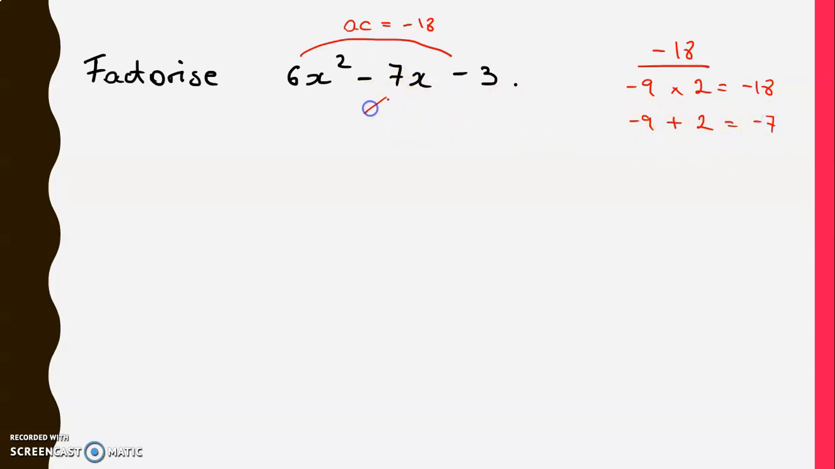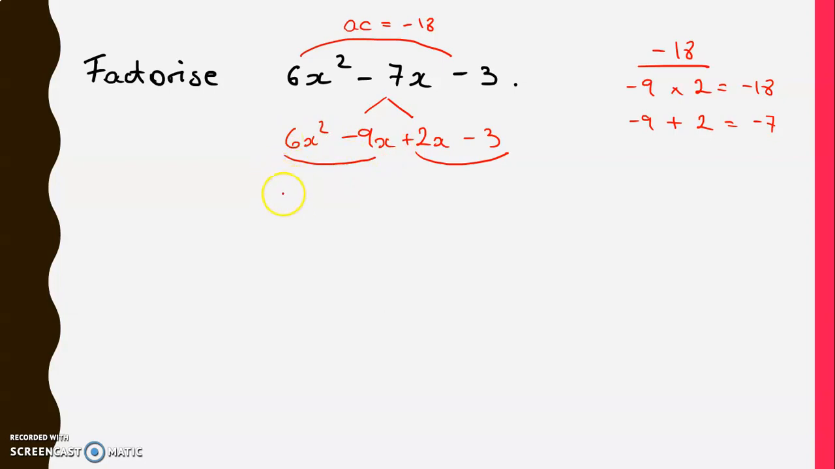So the idea is to split minus 7x into minus 9x plus 2x, that's where this minus 7x comes from. We copy the other two terms, 6x squared and minus 3. The next step is to pair these terms up. So 6x squared minus 9x, factorize.